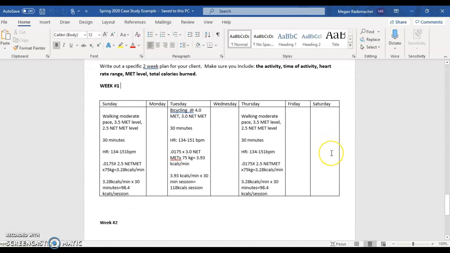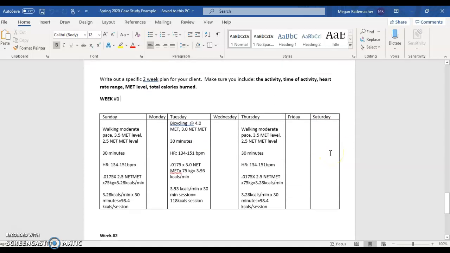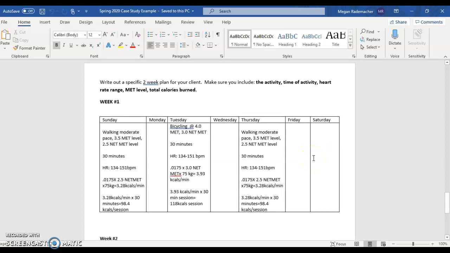Then you will see a 2-week fitness plan, and this is what you will come up with. Your plan should include the activity that the client will be doing, the time of the activity, their heart rate range, MET level, and total calories burned. Okay, so Sarah said she could exercise 3 times a week. I'm going to have her walk at a moderate pace, which is going to be a 3.5 MET level.